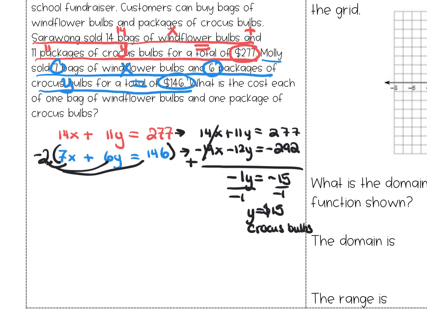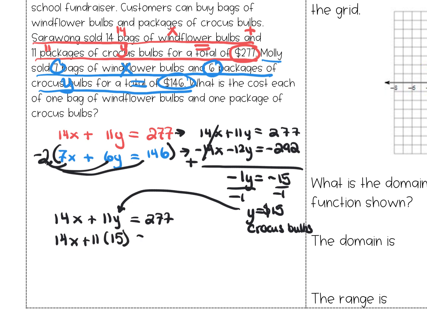Now to find my x, I need to plug my y back in. I always use the top equation. You can use whichever one you prefer. So I have 14x plus 11y equals 277. I know that y equals 15, so I'm going to plug that in. 14x plus 11, not a y anymore, y is worth 15, equals 277.